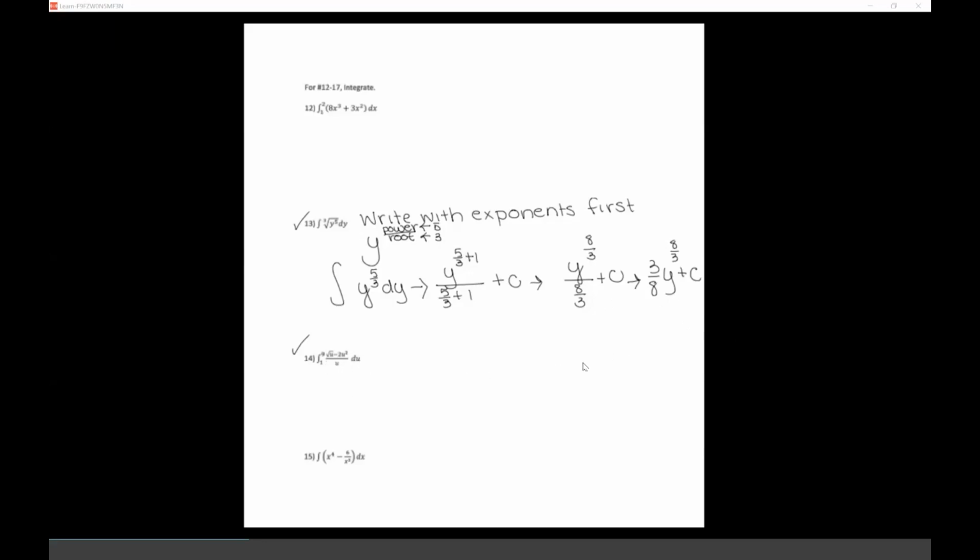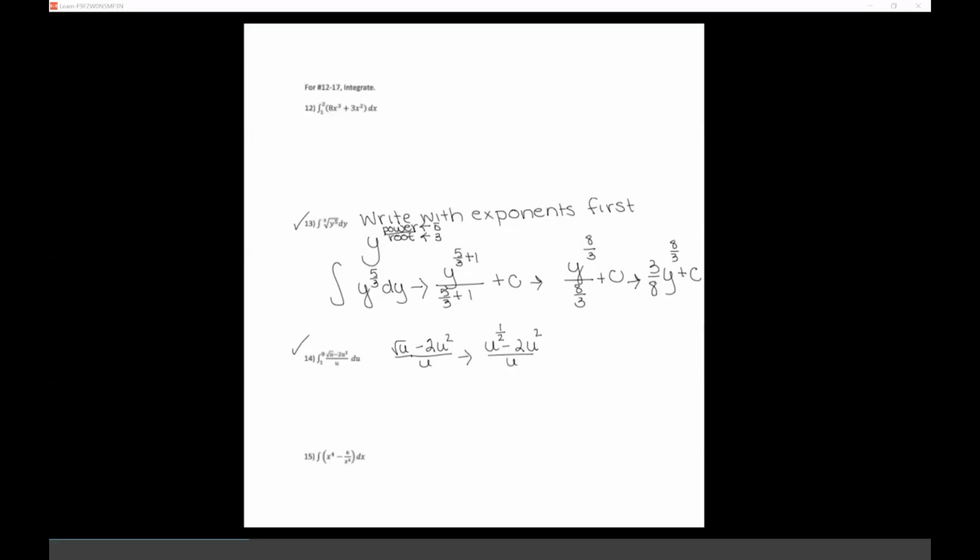Let's go. Let's do this. I'm going to start with your function inside: square root of u minus 2u squared over u. That's the function we're starting with. Let's rewrite that square root of u as u to the 1/2, minus 2u squared, all over u.